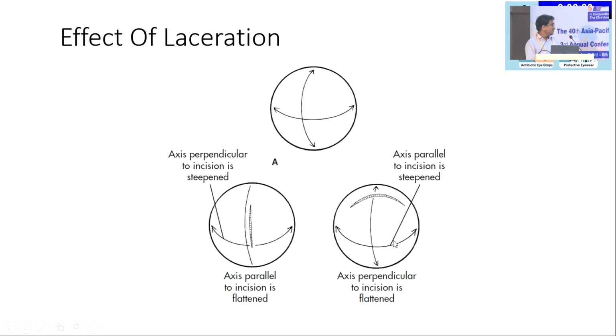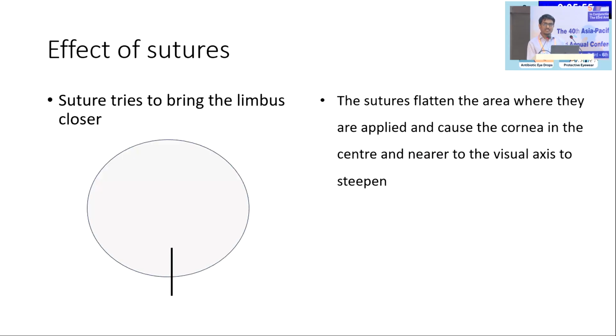In this picture, you can see that the axis perpendicular to the incision is flattened. However, the axis which is parallel to the incision is steepened. This is very similar to cataract surgery that we perform, wherein we sit on a steeper axis and intentionally give an incision, to decrease the steepness of that particular axis.